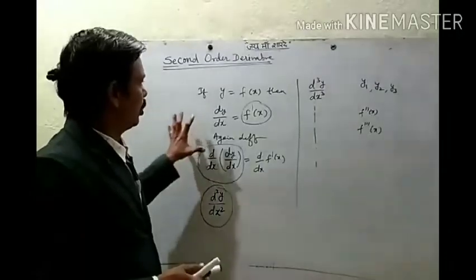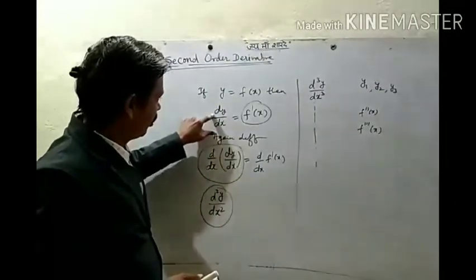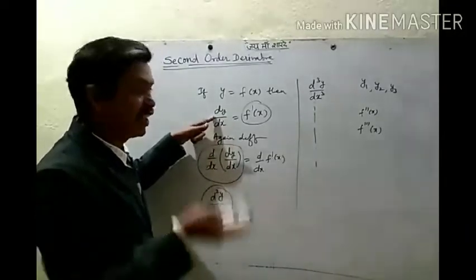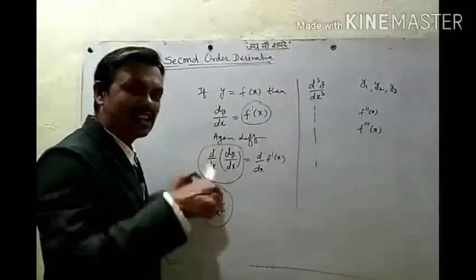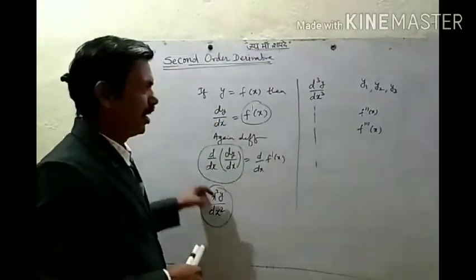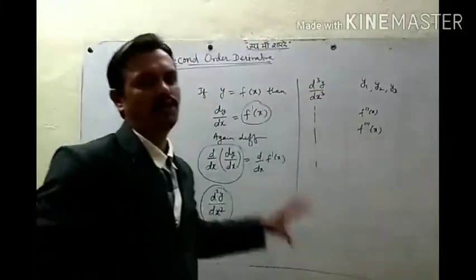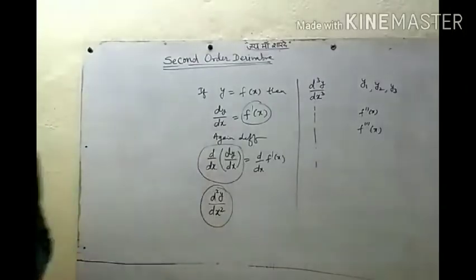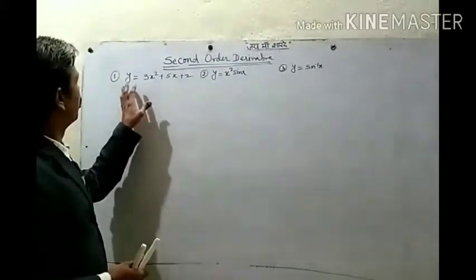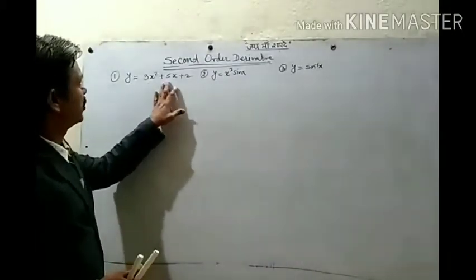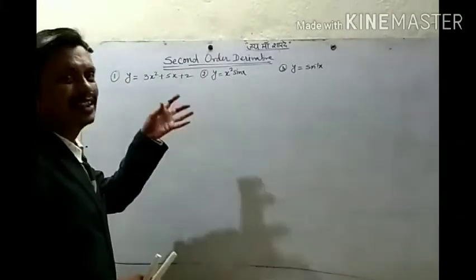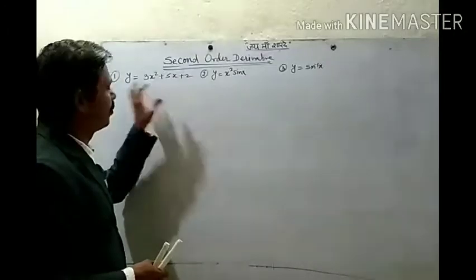So if we differentiate a function once, we get the first derivative. If we differentiate that derivative again, then we get the second order derivative of y. Like this we can get other derivatives also. Now let's see some examples. We want to differentiate y equal to 3x square plus 5x plus 2 two times, which means we want to find the second order derivative of this function.